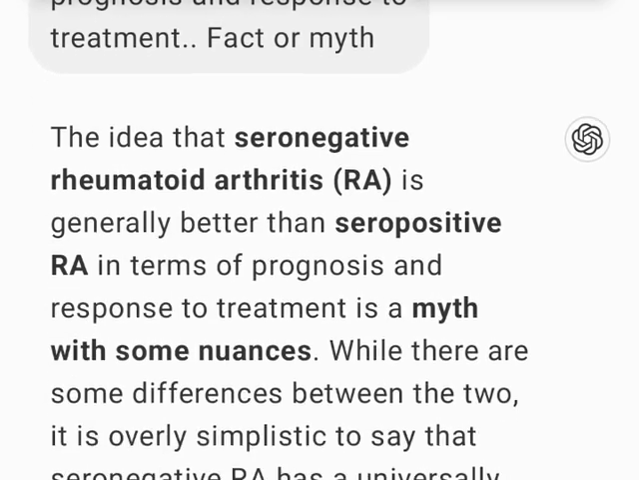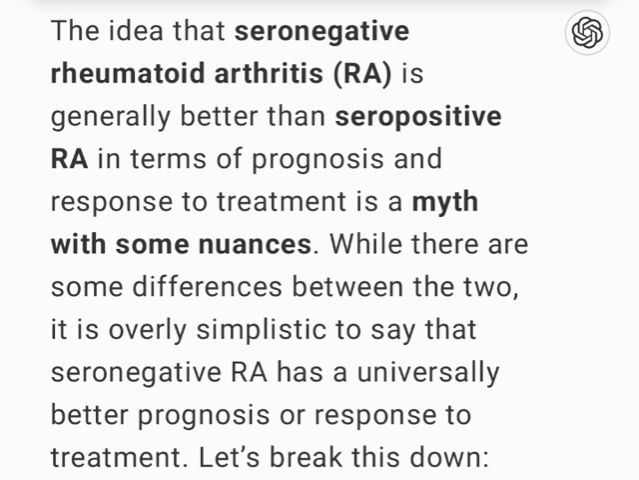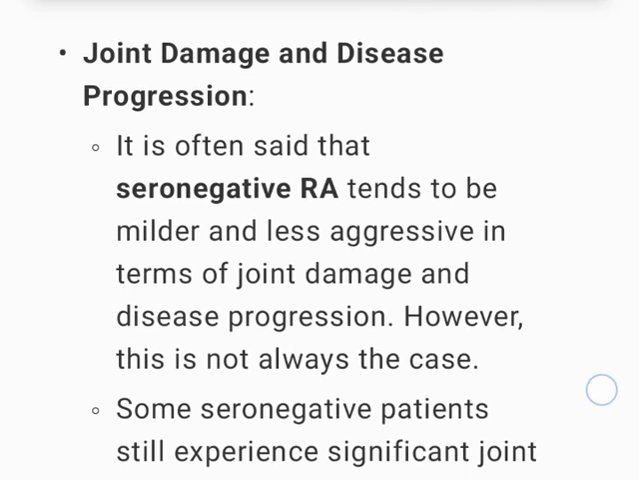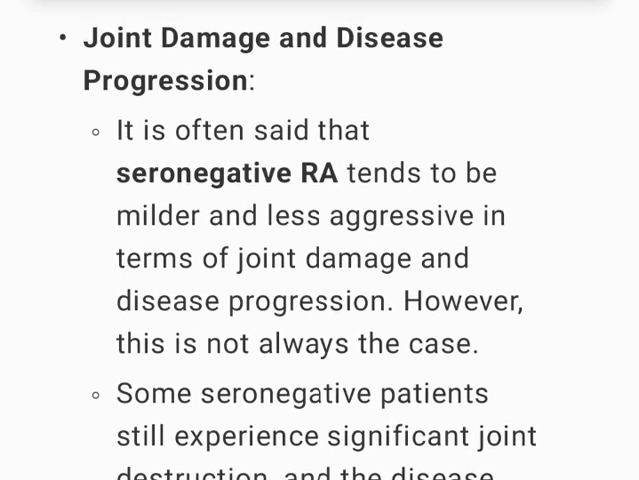The idea that seronegative rheumatoid arthritis (RA) is generally better than seropositive RA in terms of prognosis and response to treatment is a myth with some nuances. While there are some differences between the two, it is overly simplistic to say that seronegative RA has a universally better prognosis or response to treatment. Let's break this down. Prognosis: joint damage and disease progression.